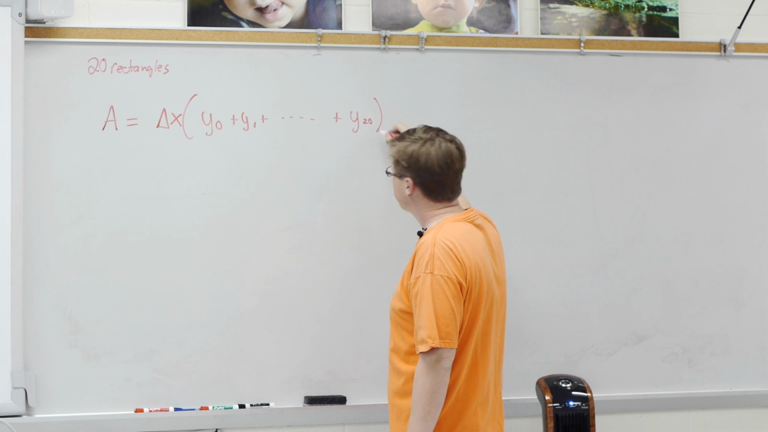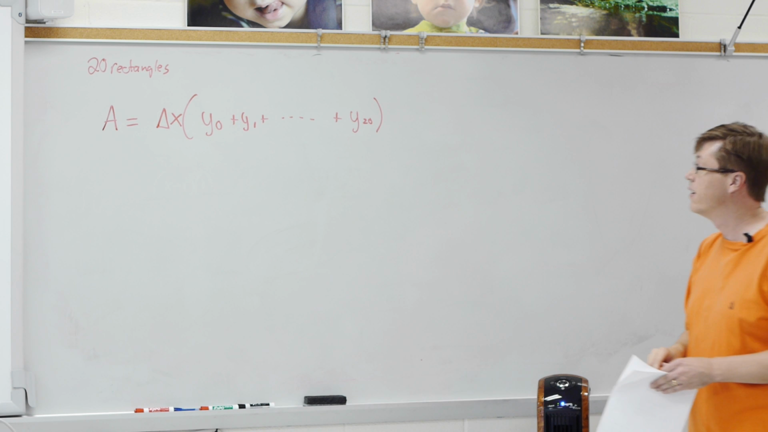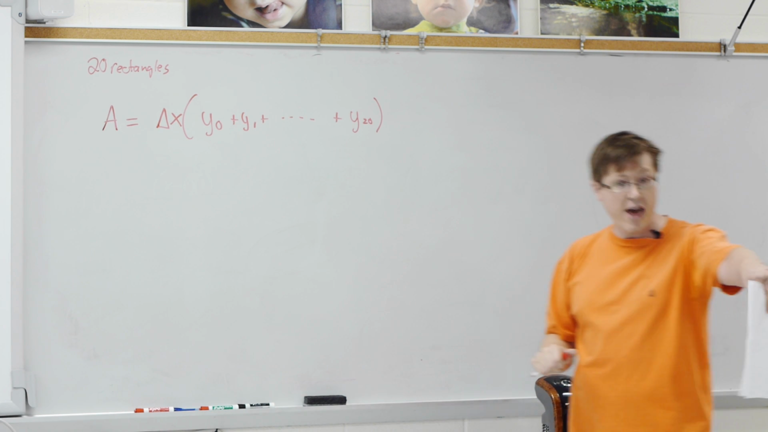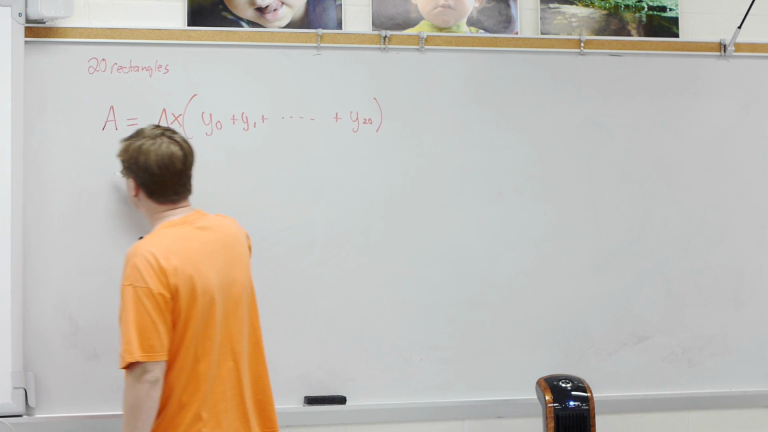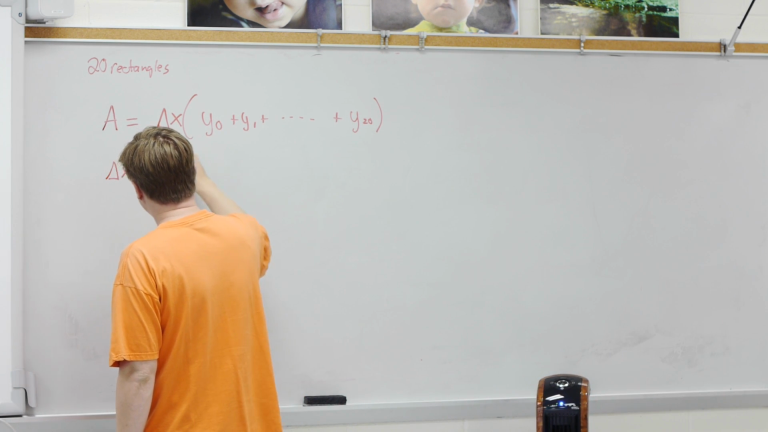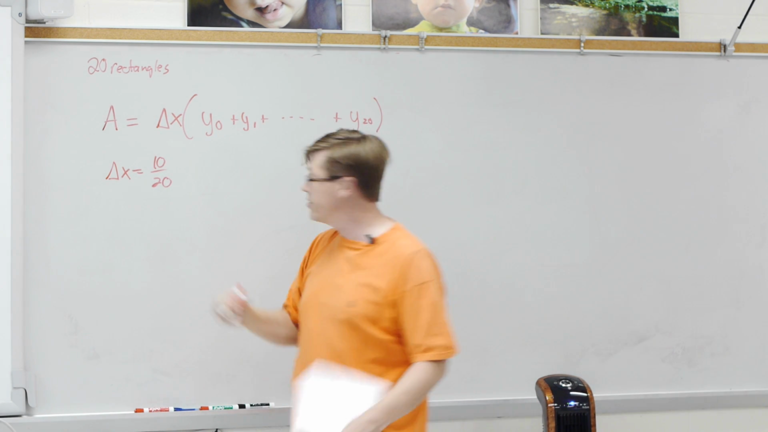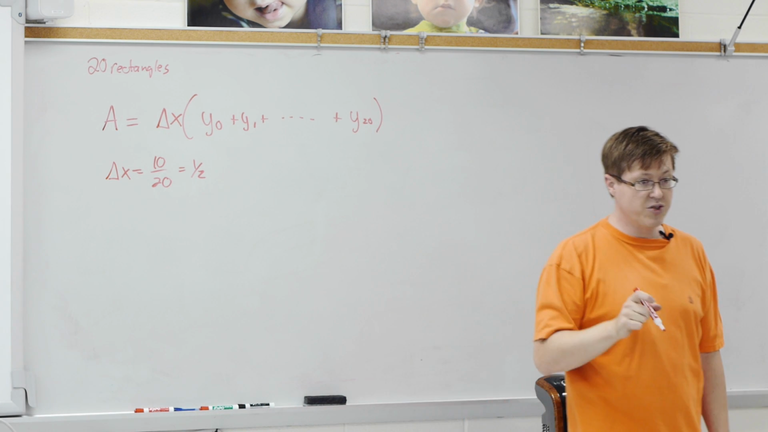Wait, even though now delta x equals 0.5, right? So what is delta x now? Yeah, and I'm going to write it as 10 over 20 because it's the length divided by the number of rectangles, which is just 1/2. So delta x is 1/2.